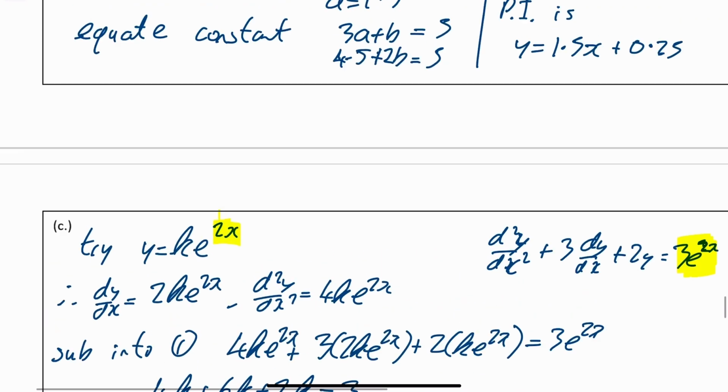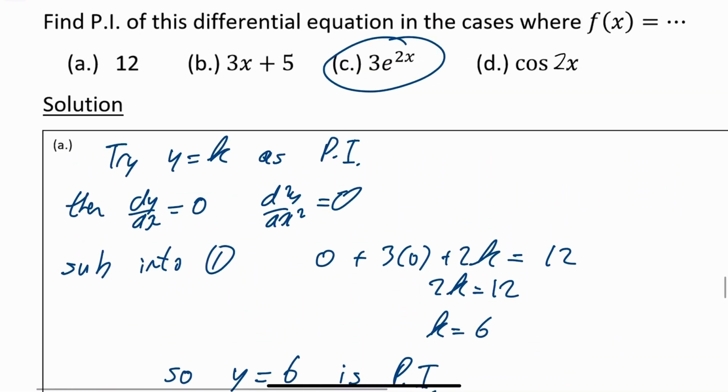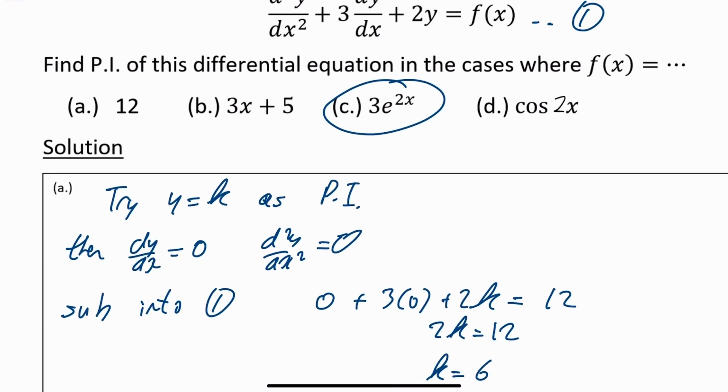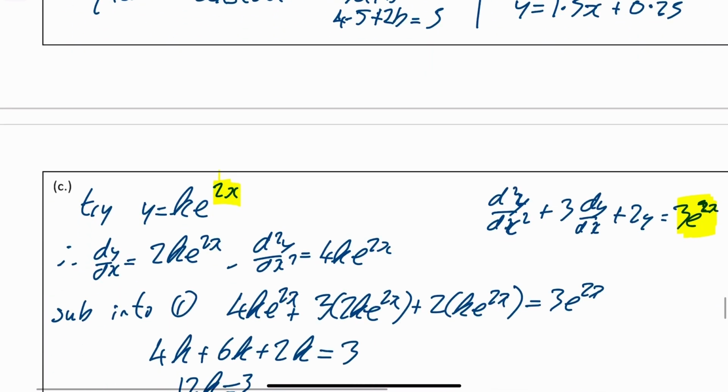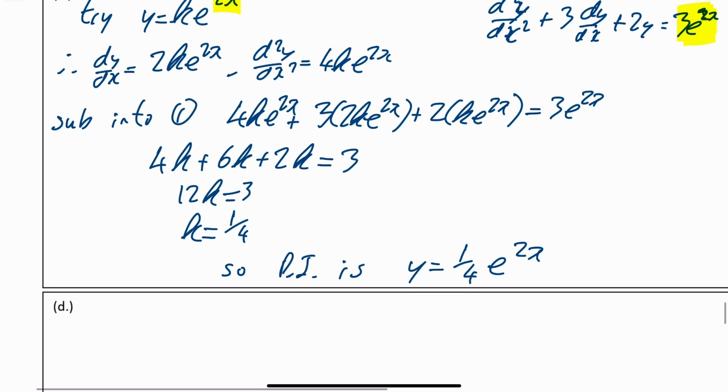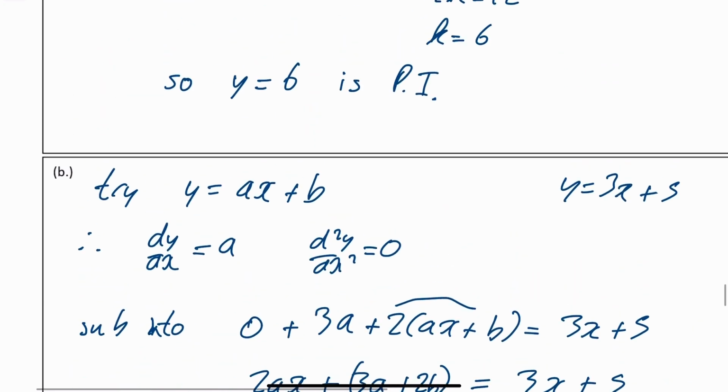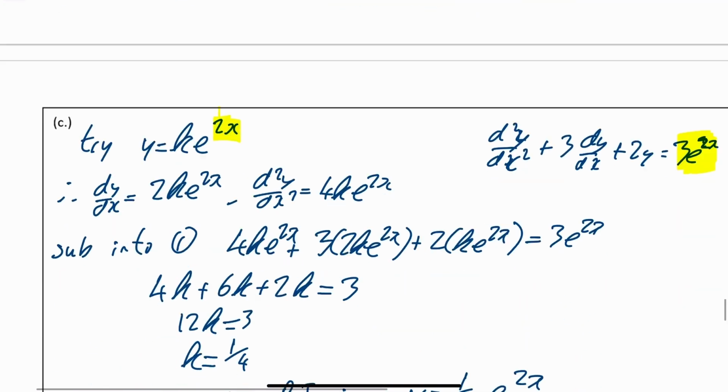Okay, and the last one, I think and hope, for this one it was cos of 2x. I'll write down my equation again before I do this. So it's going to be d2y by dx squared plus 3 dy by dx plus 2y is equal to, I've forgotten already, is equal to cos of 2x.